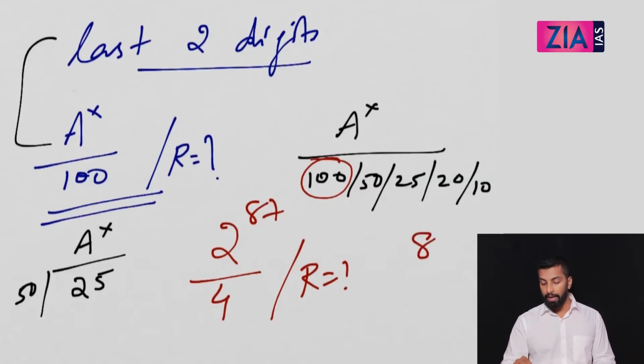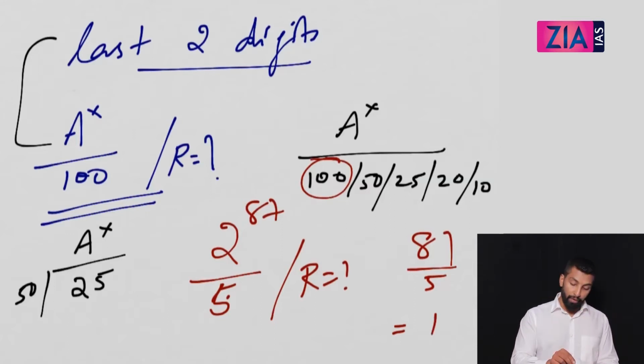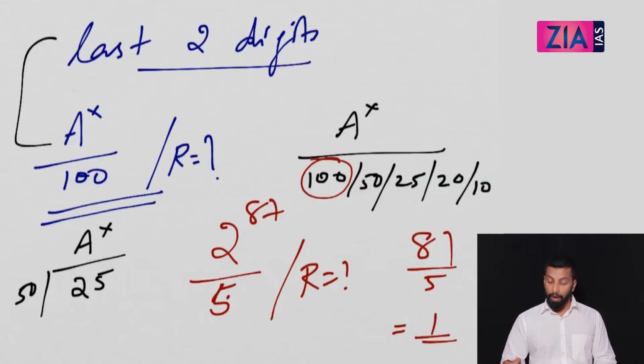If the last 2 digits are 81, then what is the remainder? 1. I know that. Similarly, if the last 2 digits are 81 and I need to divide by 5, what is the remainder? 1. Divide by 2 also, you'll get the remainder 1. Divided by 10 also you'll get the remainder 1. That you know anyway. Divided by 20 also you get the remainder 1.